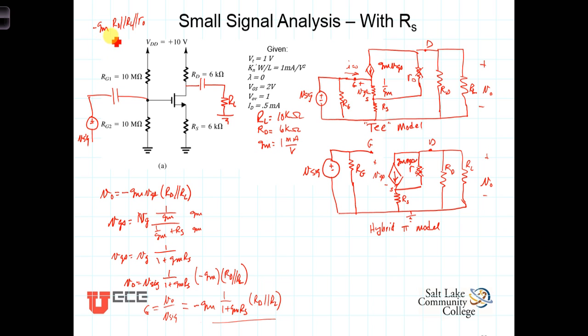But let's just compare this. We've got negative G sub M times the equivalent resistance of the output was the gain when the source was grounded. Now, in this example, the source isn't grounded, and so we end up with a derating. This number, 1 over 1 plus G sub M R sub S, is a number less than 1, such that the gain is going to be less with the source resistor present. Again, with the source resistor not short-circuited out of the small signal model, the gain is going to be smaller than it was when the source was grounded. And that's really the take-home message: when you don't short out that source resistor, the gain deteriorates by this factor of 1 over 1 plus G sub M times R sub S.